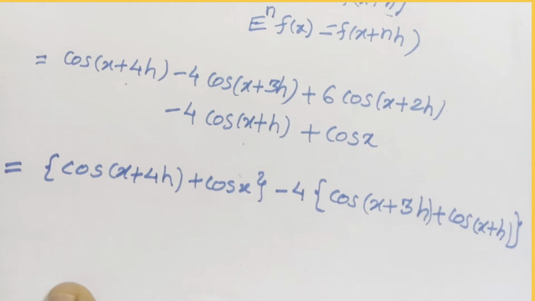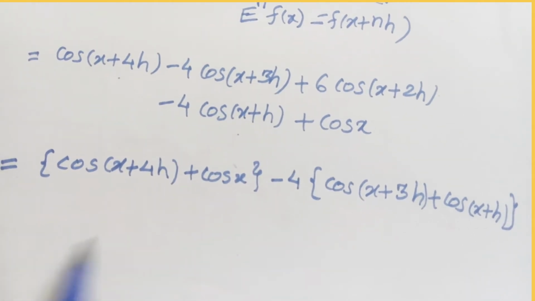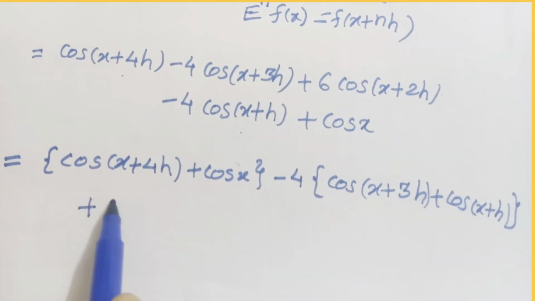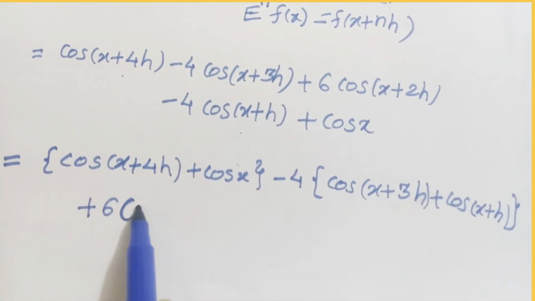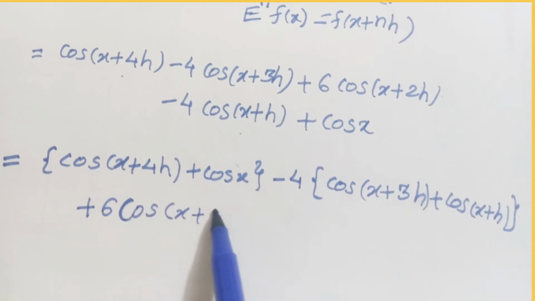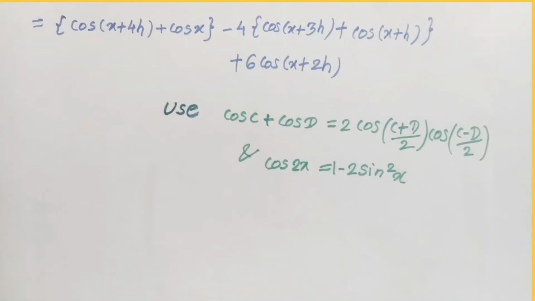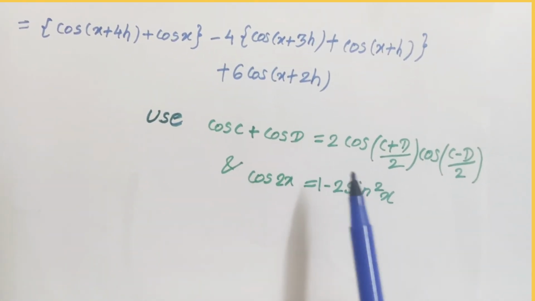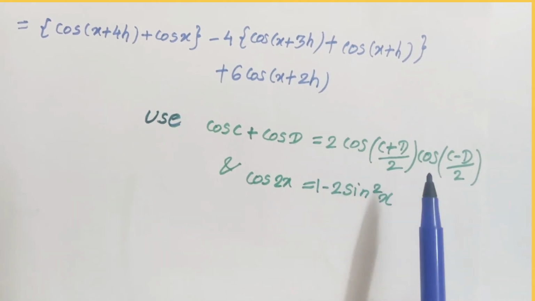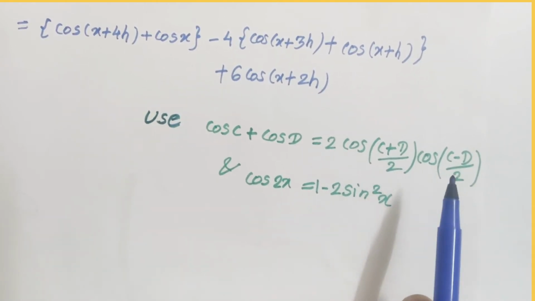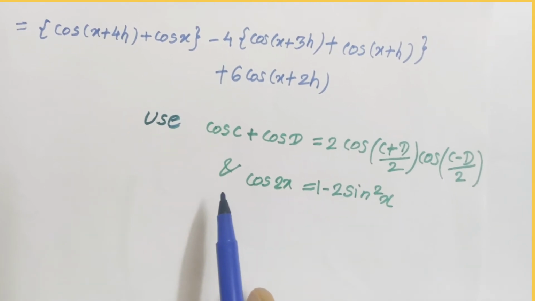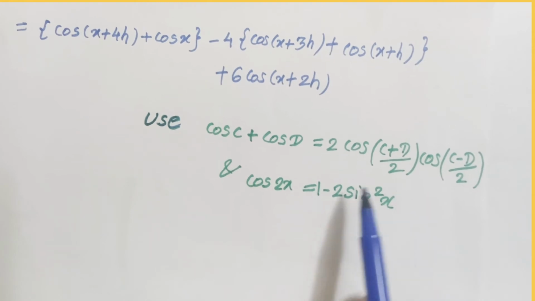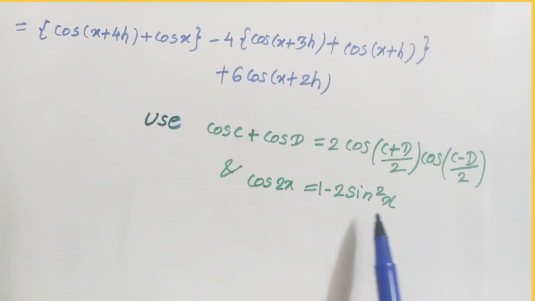Now next remaining is 6 cos x plus 2h. Here we have to use this formula, cos c plus cos d equals twice cos (c plus d)/2, that is the addition of angle, into cos (c minus d)/2. And if we get cos twice x, then we use this formula, because we want in the proof the sine term.